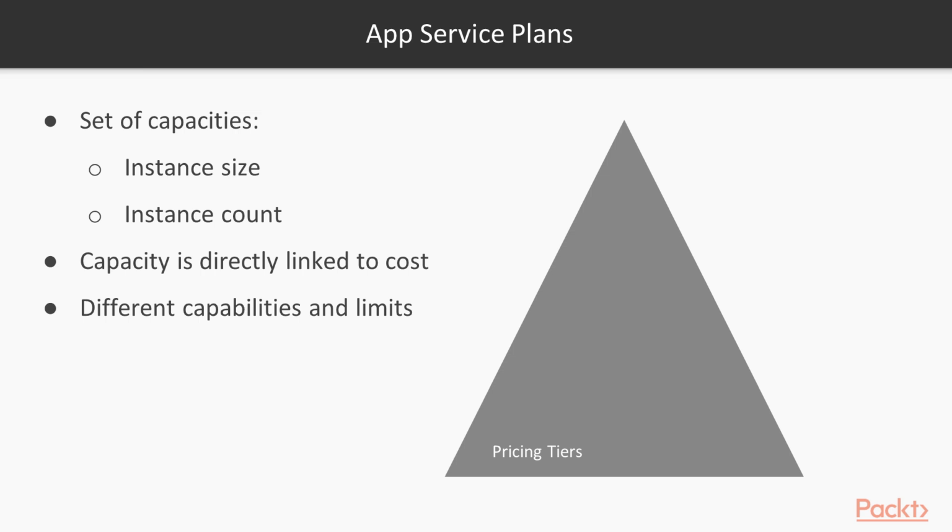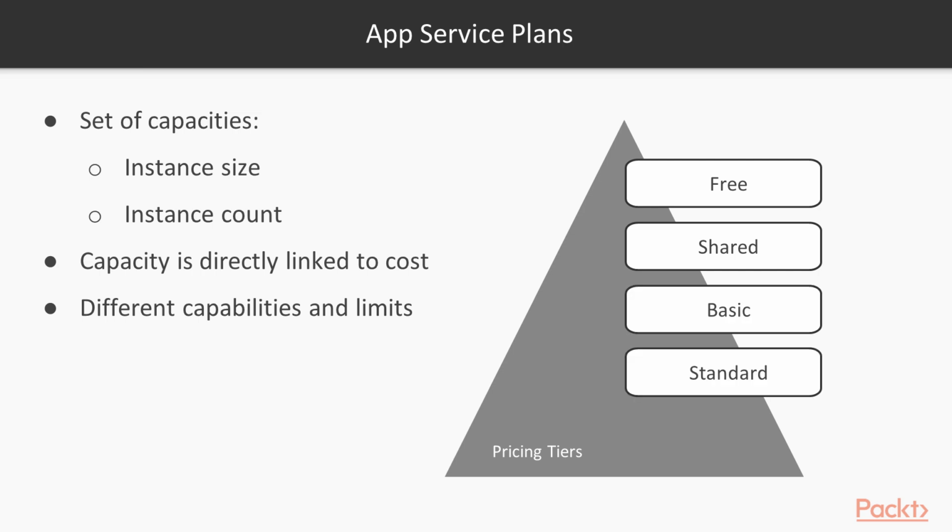There are different capabilities and limits within ASP. There are 5 pricing tiers, namely Free, Shared, Basic, Standard, and Premium. Each ASP can be used for different purposes, and they are different in providing features too.